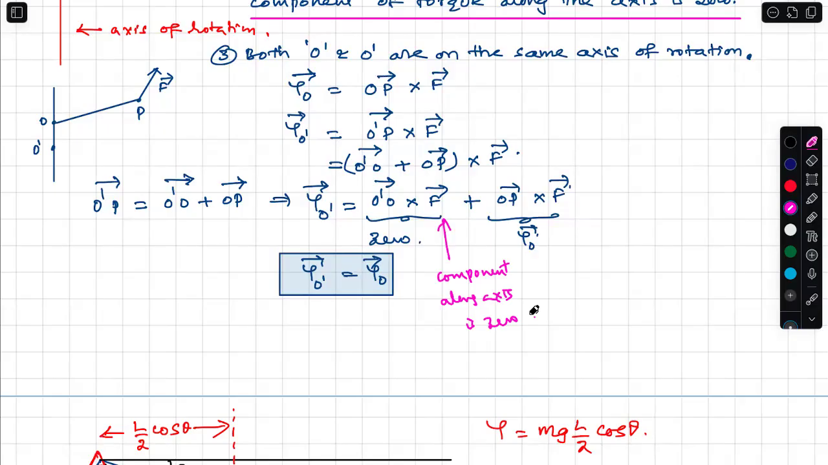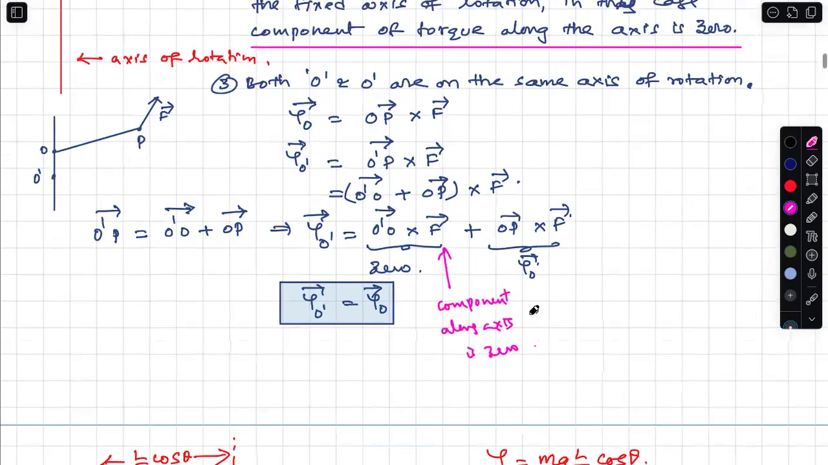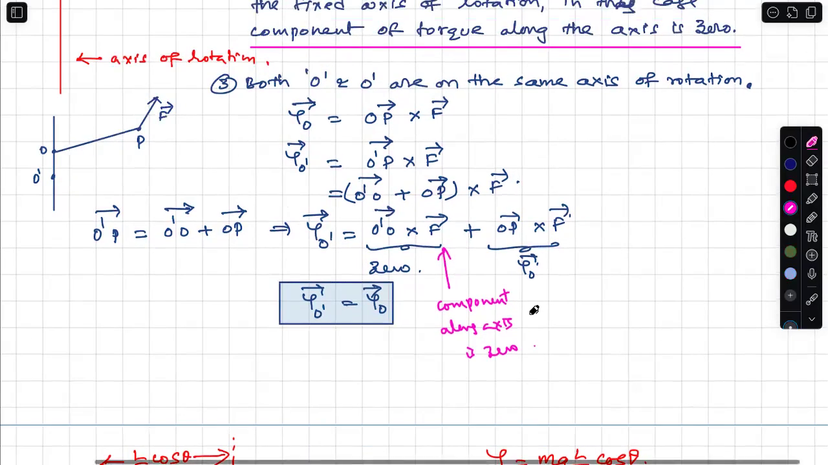So whether you choose about O or about O dash, the result is the same. Remember, this is true only for a fixed axis of rotation. For a fixed axis of rotation, whether you choose a point at O or at O dash makes no difference. Yes, this is a very important point.